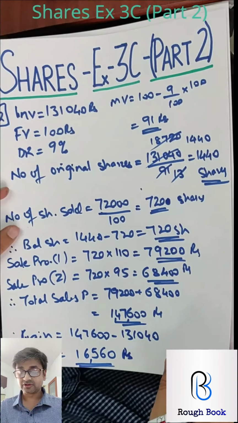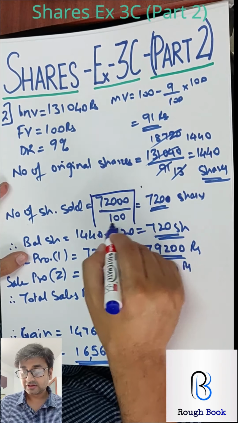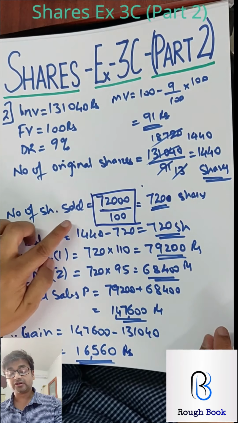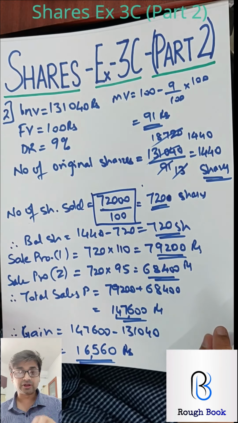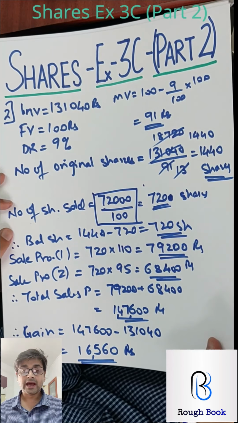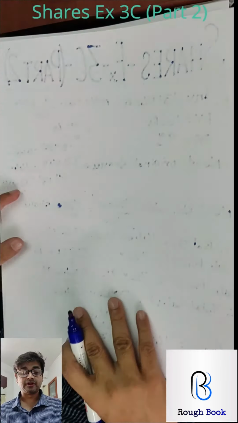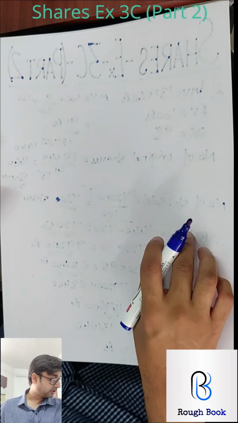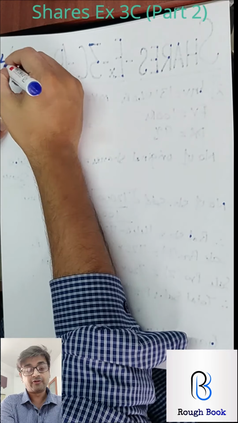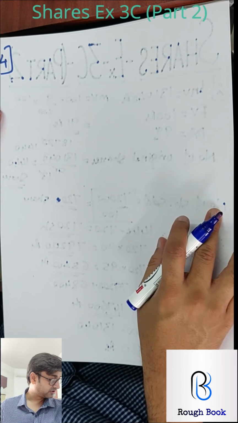The only thing that was different is this part. Shares were sold worth 72,000. So you need to take over here the face value and not the market value. Please remember that. Let's go with the next question. I want everyone to try sum number 4. Let's see what this question says.